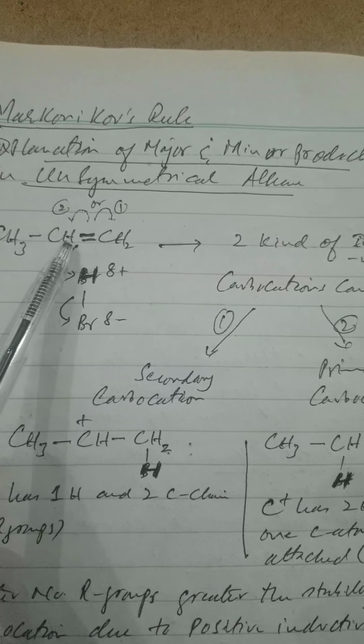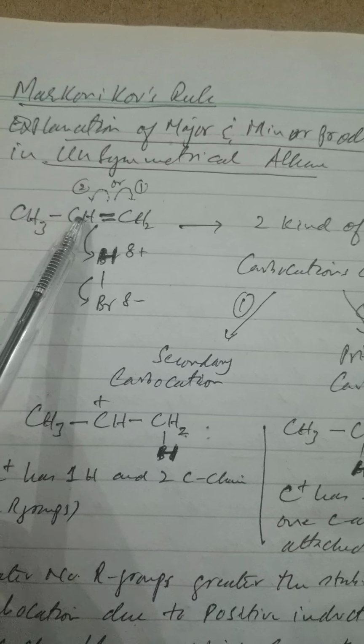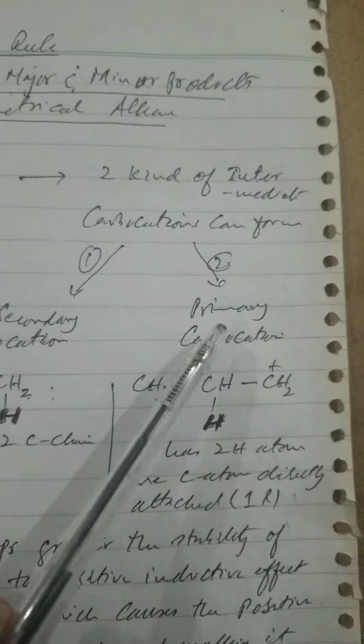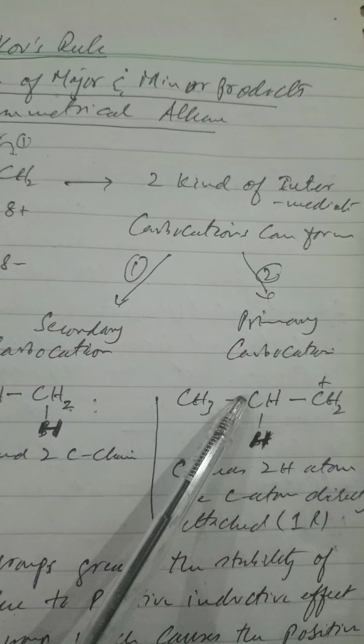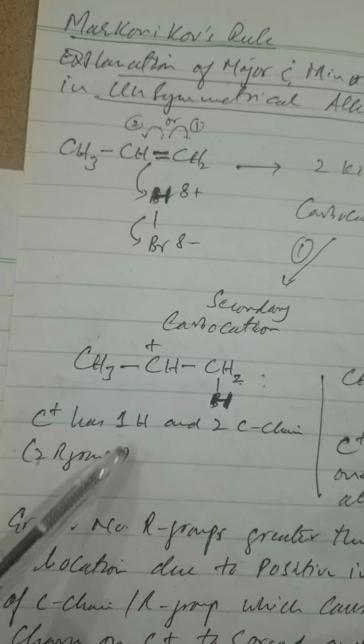But if I follow the other way around, if we break it at the central carbon atom, then we have a positive charge on the first carbon, and we will have a primary carbocation, and the positive charge is here, and hydrogen will be added to the negative carbon, which is the second carbon.